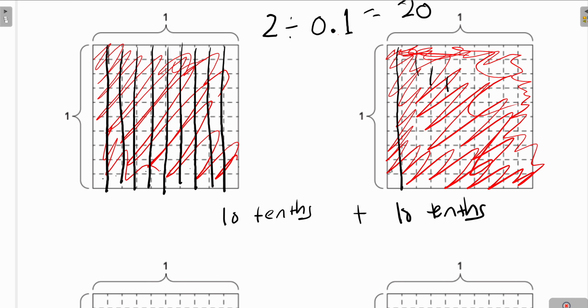All right, so that means that in every group you have 20. 2 divided by 1/10 is going to be 20. And that makes sense, right? Because if you divide one whole by tenths, well, you get 10 tenths. But if you divide two wholes, then you've got to get 20.